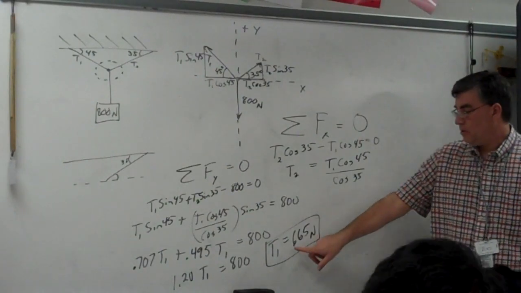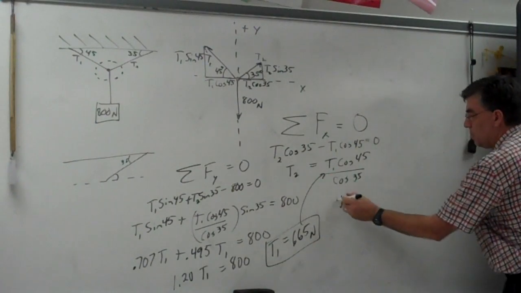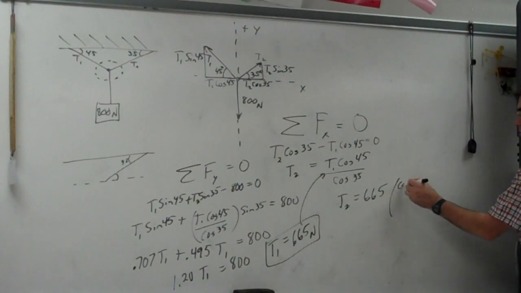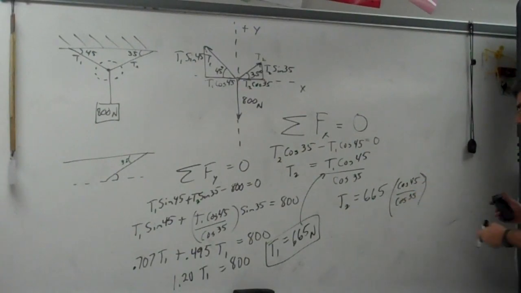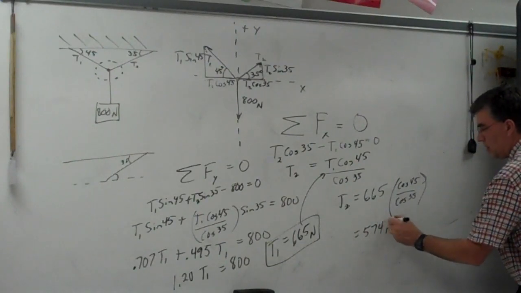Now, how do we find T2? I can plug this in up here and solve for T2. T2 equals 665 times the cosine of 45 divided by the cosine of 35. So 45 cos, divided by 35 cos. You have to go backwards on these calculators. And I get 574 newtons for T2.